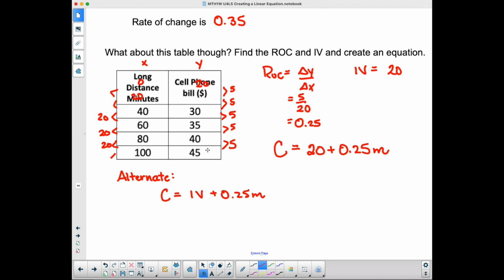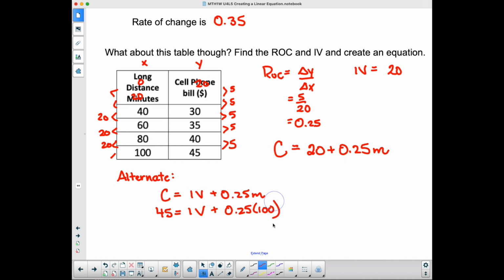So just pick one of these things in here and figure out and plug in for your cost and your number of minutes, and we'll figure out the initial value. So the cost is $45 for 100 minutes. Let's just do that one. The cost is 45 for 100 minutes, 0.25 times 100.